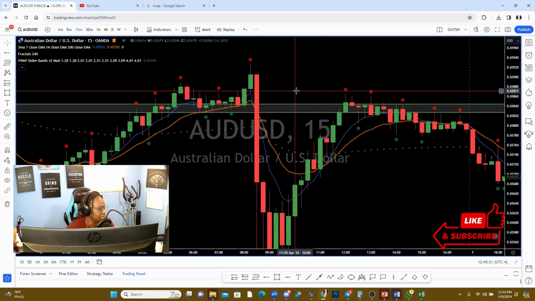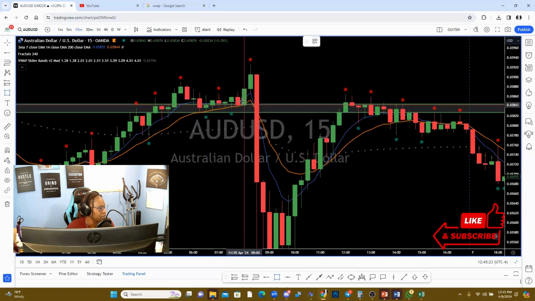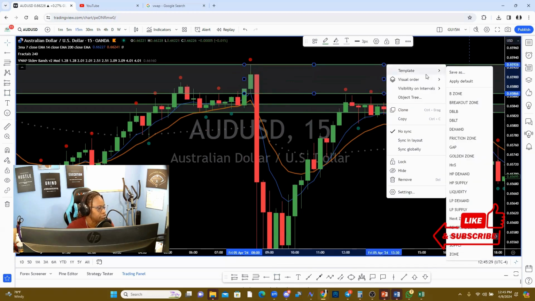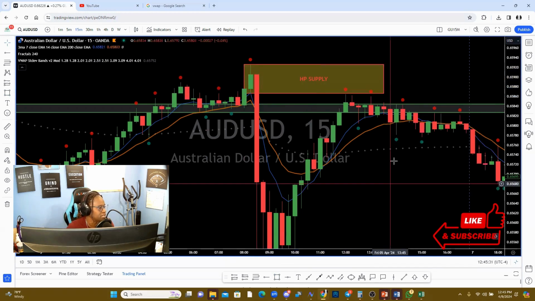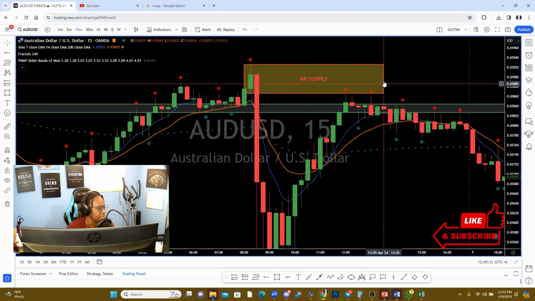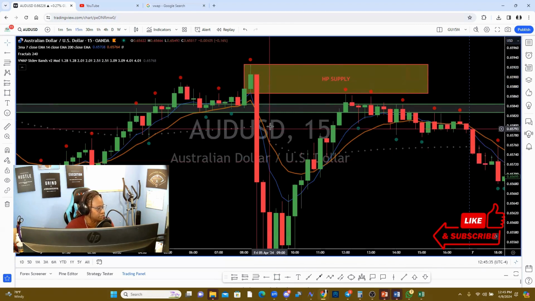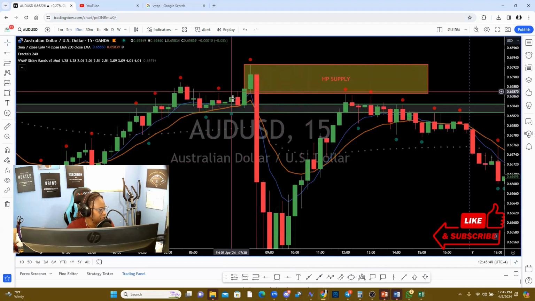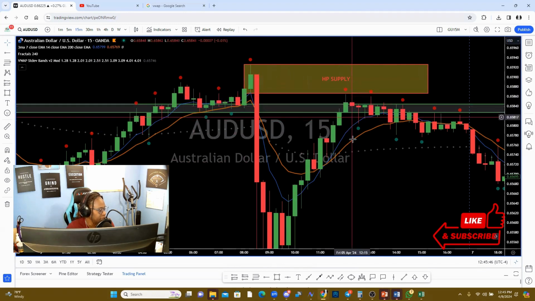You also have an area of supply over there. Let me just differentiate the two. So whatever you trade, you will see that it applies just the same. All right, so now what we have is a break of structure, so this could be a break and retest trade, and we also have an area of supply, high probability supply, and now we have confluence in the setup if you trade those things.